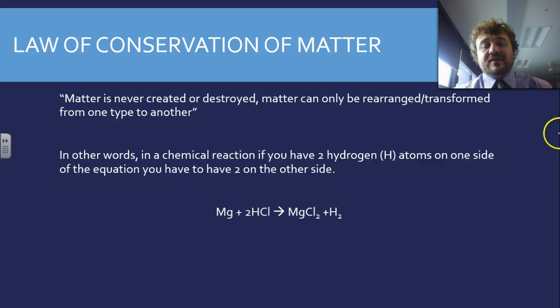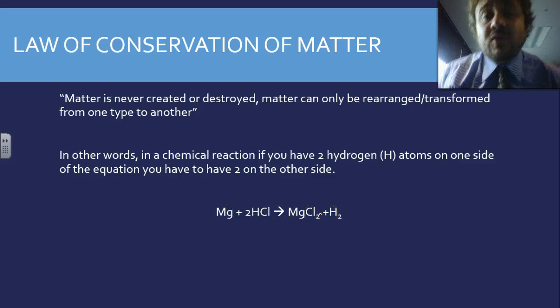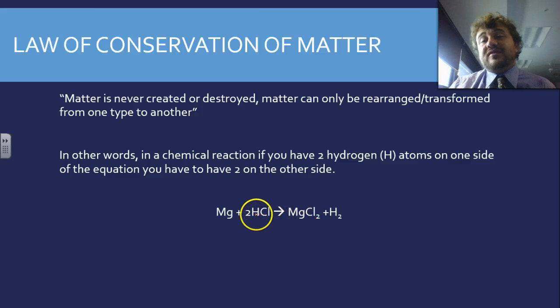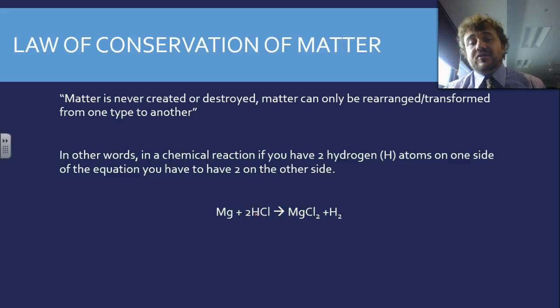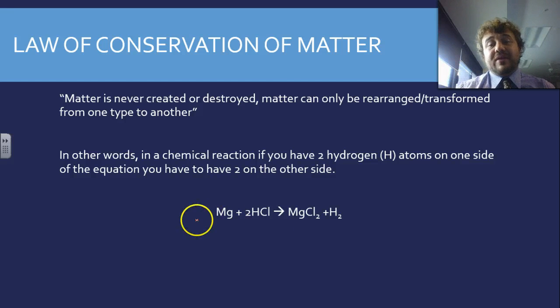So if you ignore this 2 at the moment, we've got 1 magnesium, 1 hydrogen, and 1 chlorine. But on this side, we've got 1 magnesium, and this little 2 down here means 2 chlorines and 2 hydrogens. Well, that doesn't match up. So if we put a 2HCl on the front, what that means is on this side, we now have 2 hydrogens, 2 chlorines, and 1 magnesium, and that matches up with this side. So for this reaction to work, we need twice as many hydrochloric acid molecules as we do magnesium atoms.